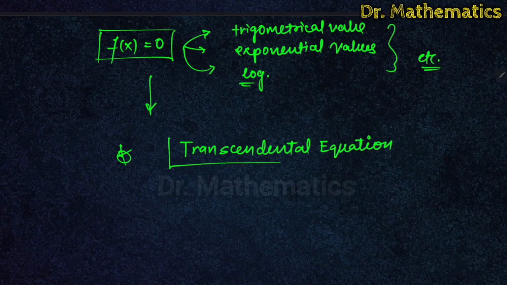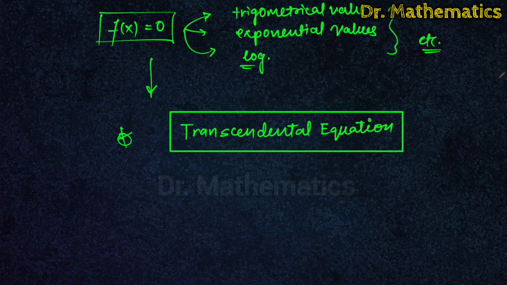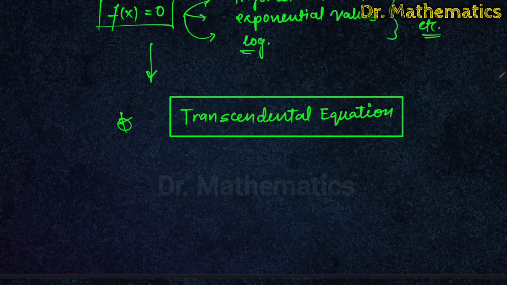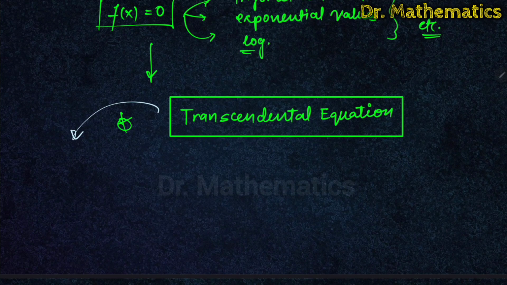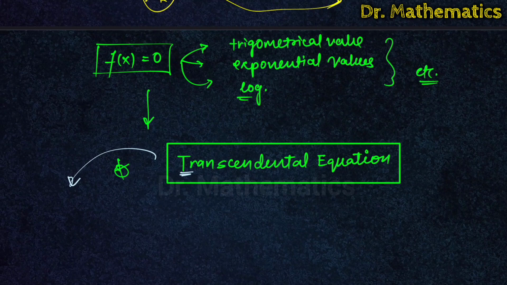Then it is called the transcendental equation. Okay, got it? So according to the definition, if I ask you what is a transcendental equation, you are going to say: the expression which contains trigonometrical values, exponential values, or logarithmic values is called the transcendental equation. Have you got it?